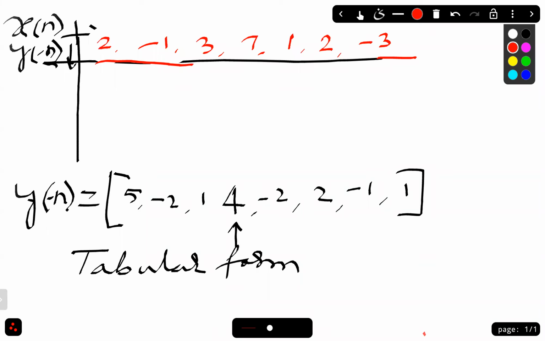Then in the same way we need to write y of n. I'm writing y of n, it is 5. Let me take a different color.